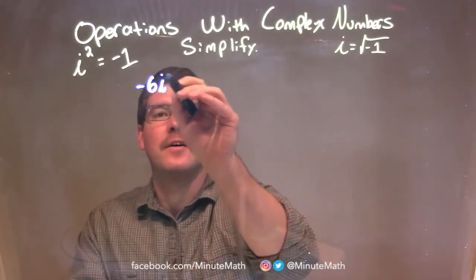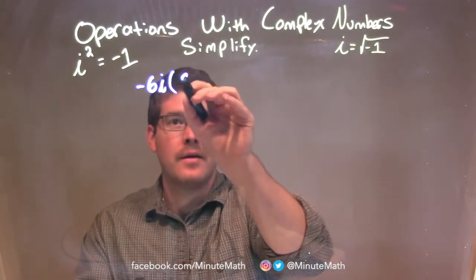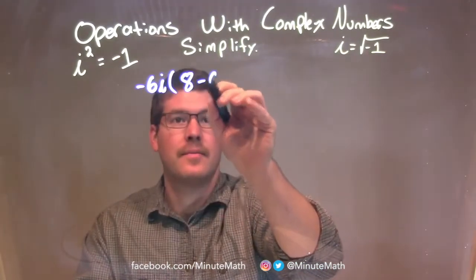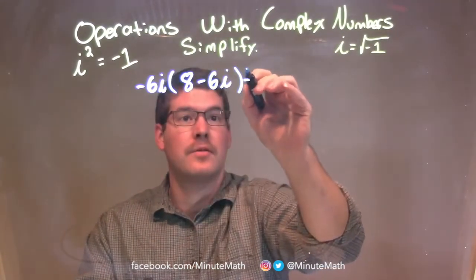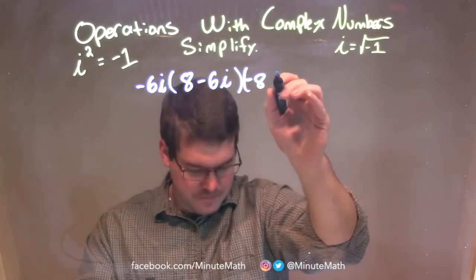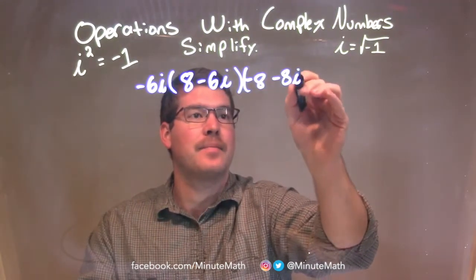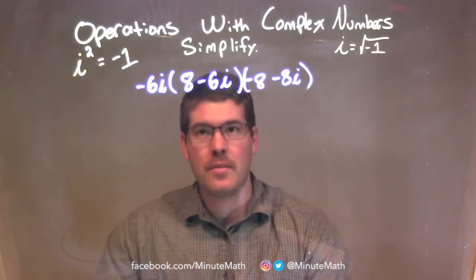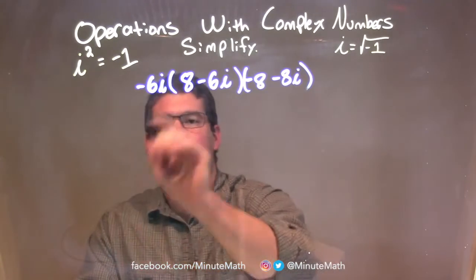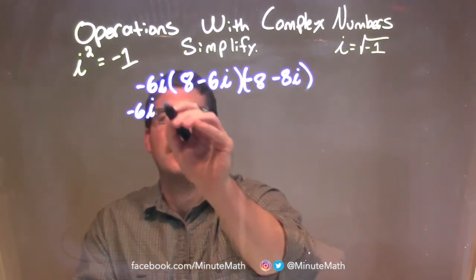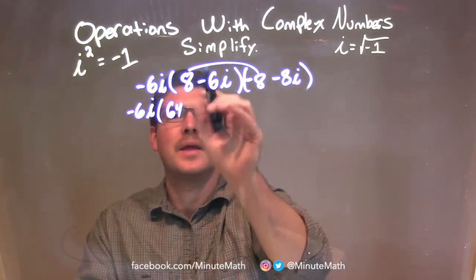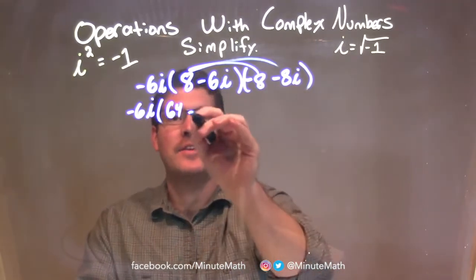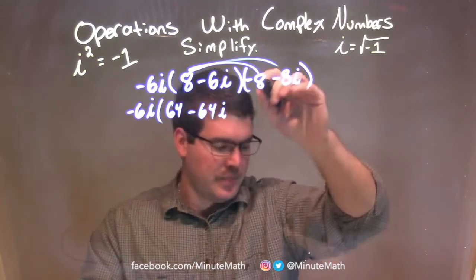Negative 6i times (8 minus 6i) times (negative 8 minus 8i). Well, the first thing I'm going to do is leave the negative 6i on the outside here, and I'm going to multiply all this out. 8 times 8 is 64, and 8 times a negative 8i is a negative 64i.